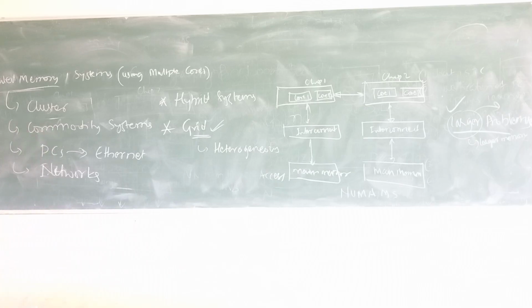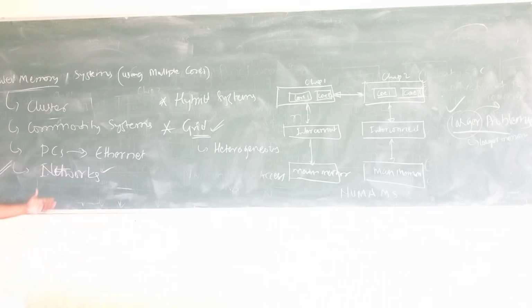Distributed memory systems are called cluster type. Nowadays commodity systems are used everywhere, and distributed memory systems use multi-core only. For example, more than one PC is connected to another through Ethernet. If you want to connect one system to another system, it is done through networks.